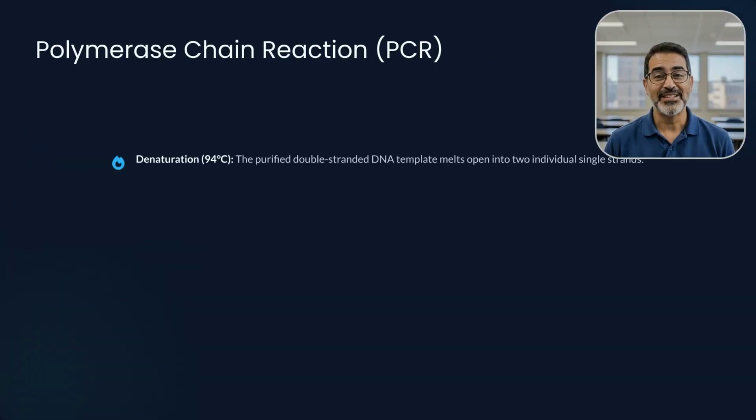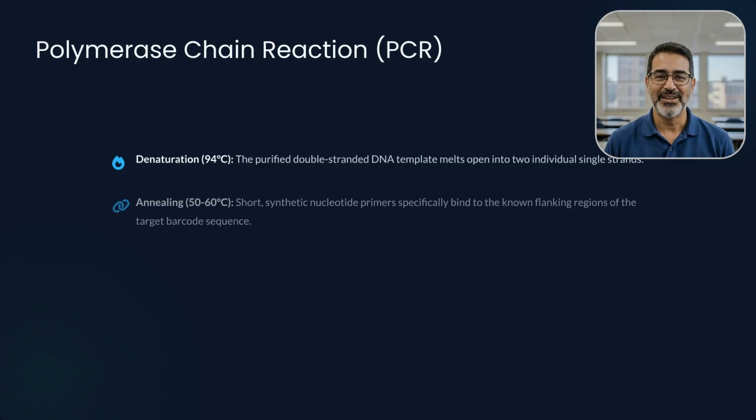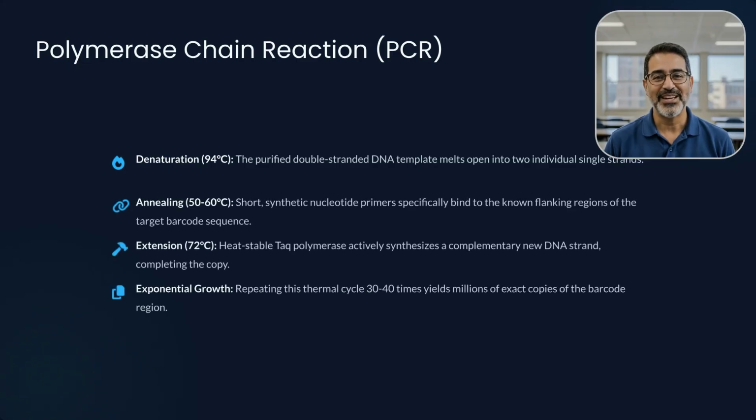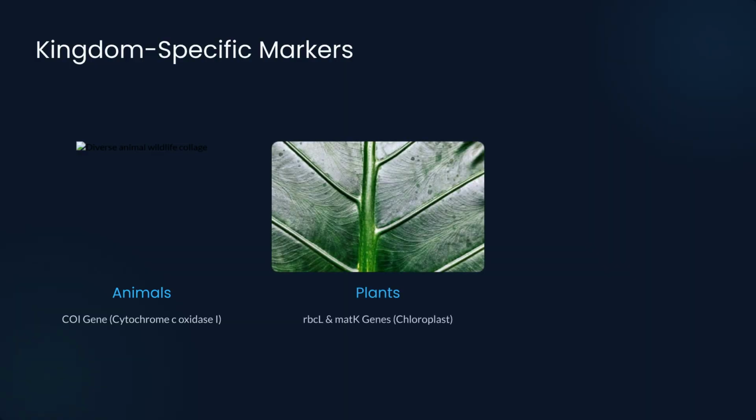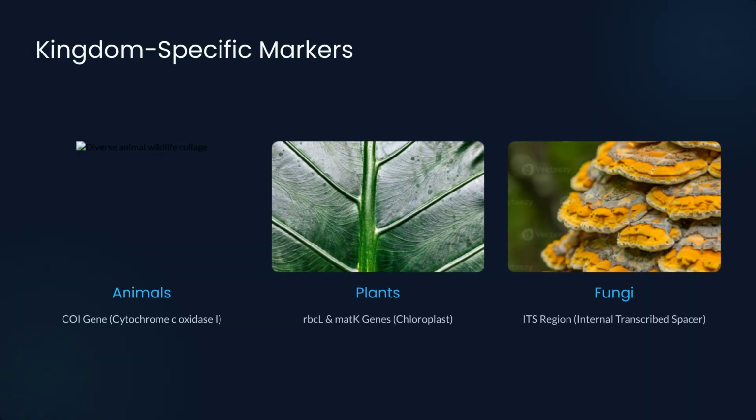PCR involves denaturation to separate DNA strands, annealing where primers bind, and extension where Taq polymerase synthesizes new strands. Repeating this cycle 30 to 40 times achieves exponential growth, yielding millions of barcode copies. Different taxonomic kingdoms use specific marker genes for barcoding. Animals use the COI gene, plants use RBCL and MATK genes, and fungi utilize the ITS region.